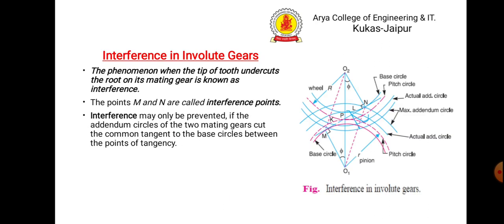Then interference in involute gears. The phenomenon when the tip of a tooth undercuts the tooth on its mating gear is known as interference. In this figure, the points M and N are called interference points. Interference may only be prevented if the addendum circles of the two mating gears cut the common tangent to the base circles between the points of tangency.